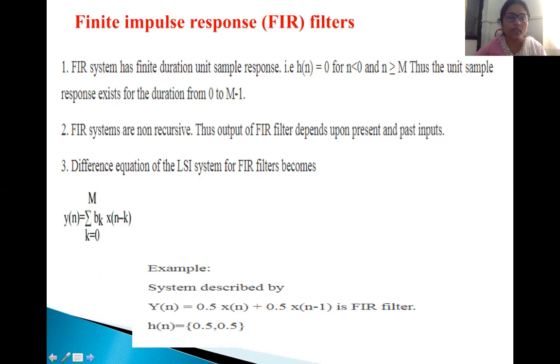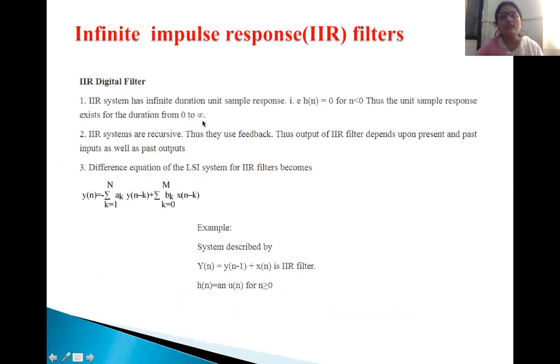Okay. Now we look upon the IIR filter, because we have discussed already about the FIR filter. Now we will look upon the IIR filter. As I have told you, the use of the IIR filter is to convert an analog filter into a digital filter. As you know, an analog signal consists of an infinite number of samples. So here in the IIR digital filter system, the IIR system has an infinite duration of unit sample response.